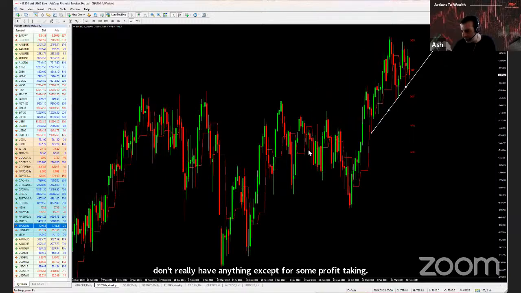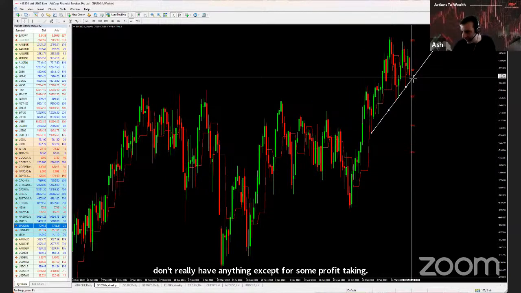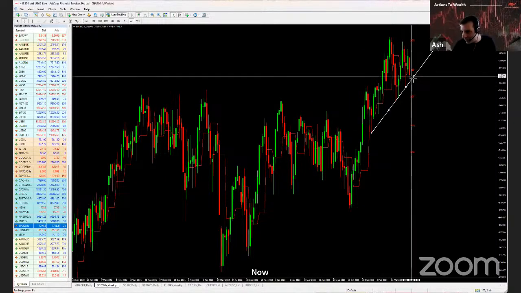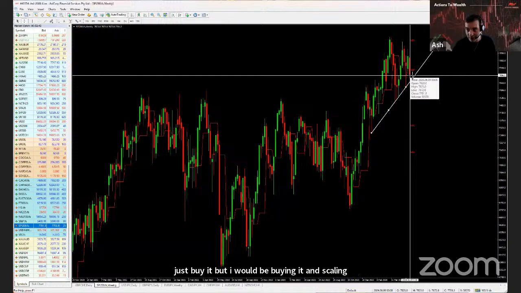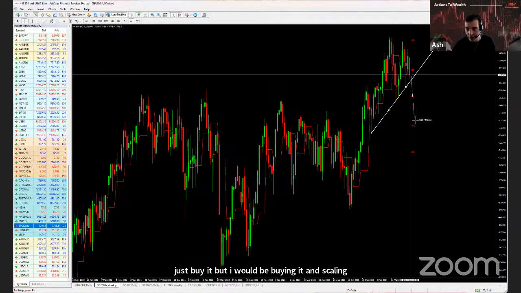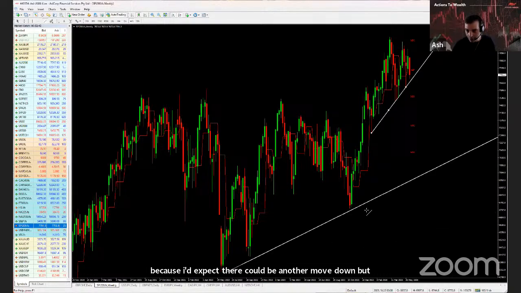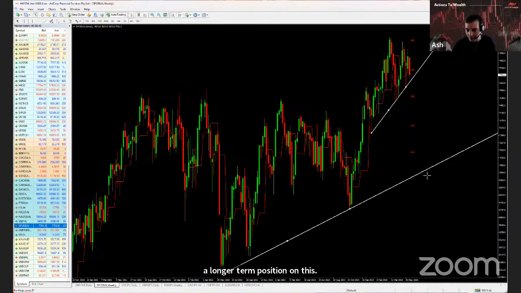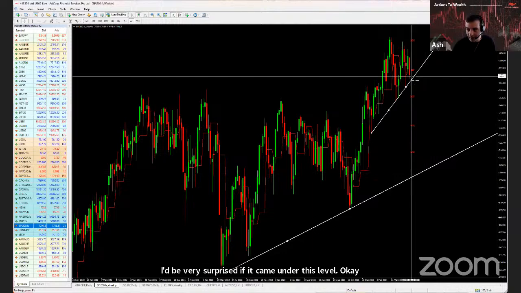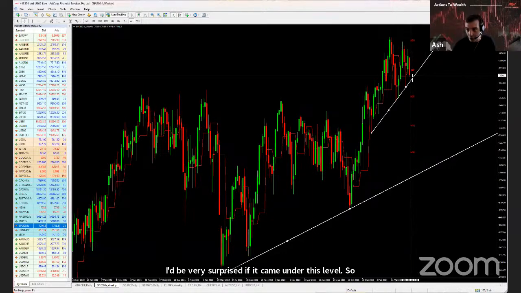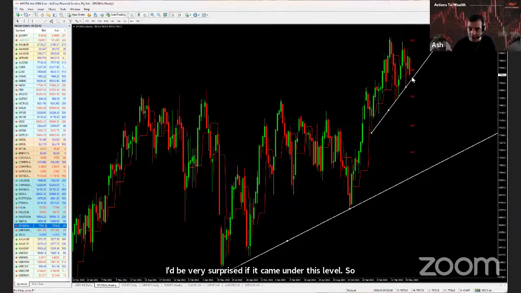Now, if I was going to trade this on Monday, I'd probably just buy it. But I would be buying it and scaling in because I'd expect there could be another move down. But I'd be looking to say, okay, now I'm going to take a longer term position on this. I'd be very surprised if it came under this level. So what I'll be doing is I'll be buying here with a stop down here, a long, long, long way down. But I'll be scaling in.